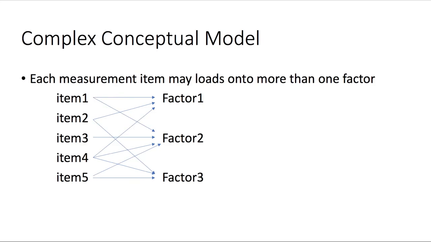In the complex conceptual model, each measurement item may load onto more than one factor. That is, item 1 may load onto factor 1 and at the same time factor 2, item 2 loads onto factor 1 and at the same time factor 3, and so on.